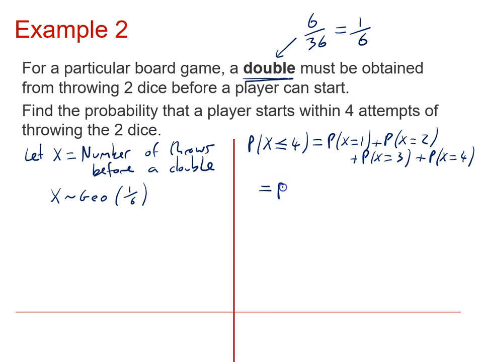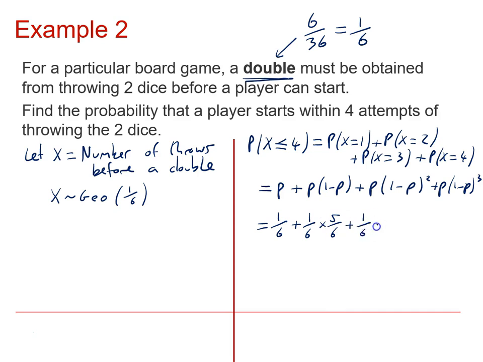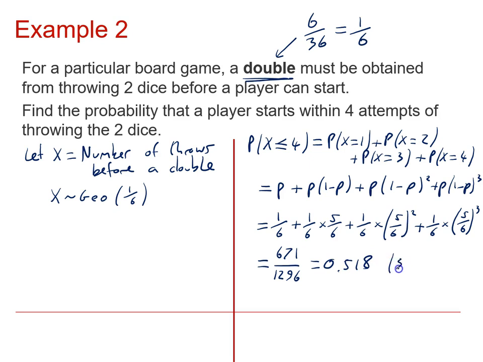Using the formula, that is p plus p times (1 minus p) plus p times (1 minus p) squared plus p times (1 minus p) cubed. Pop in our value of p, that is going to be 1/6 plus 1/6 times 5/6 plus 1/6 times (5/6) squared plus 1/6 times (5/6) cubed. Pop it in your calculator, we get 671 over 1296, or 0.518 to 3 significant figures.